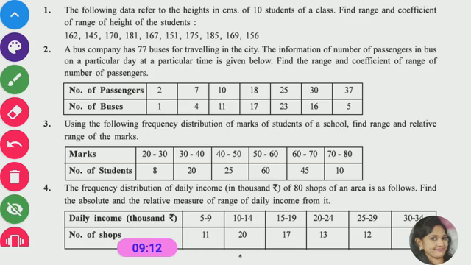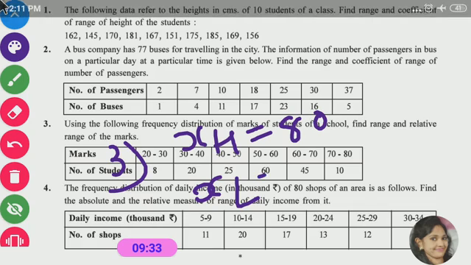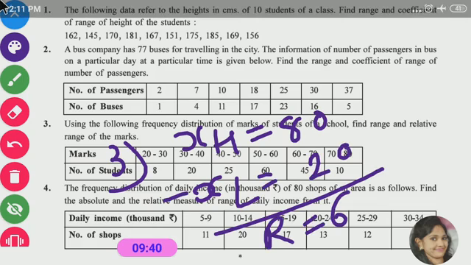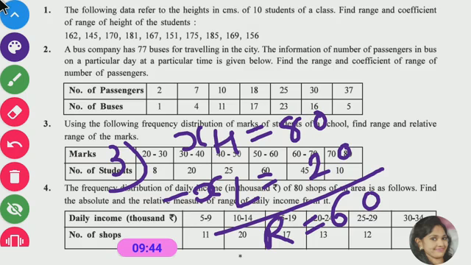In this question, using the following frequency distribution of marks of students of a school, find range and relative range of marks. Here 20 to 30, 30 to 40, and in this way the last, 70 to 80, is given. So the highest observation is 80 and the lowest observation is 20. So you will find R, XH minus XL, is equal to 60. In this way you can also find the relative range. Let me see the fourth example.